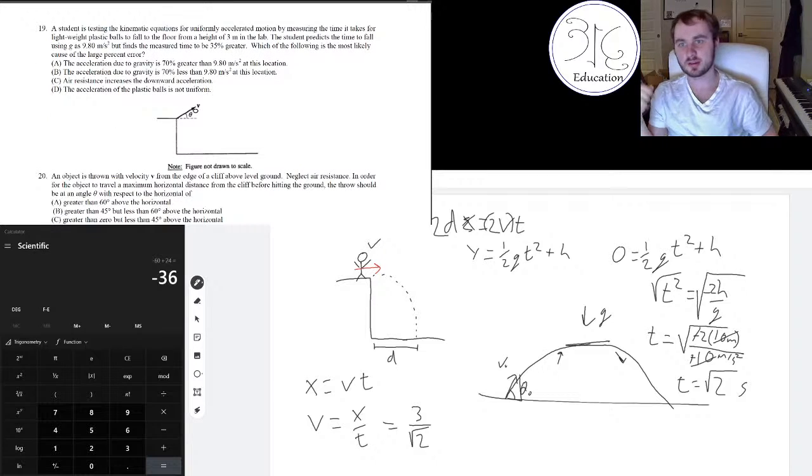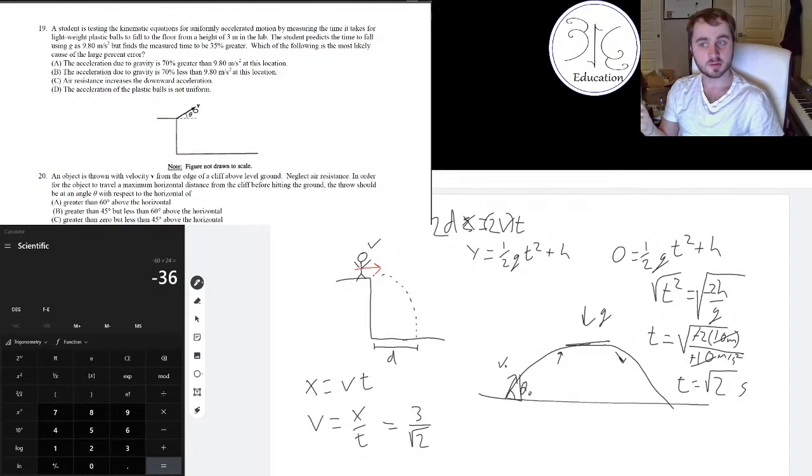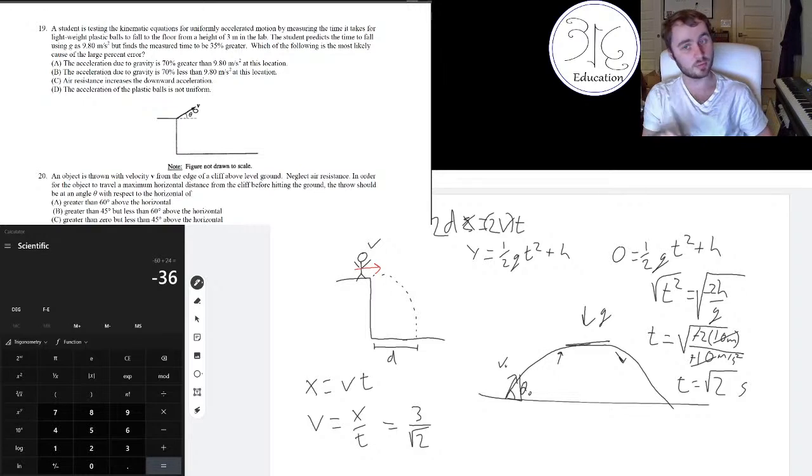So we've got a student testing the kinematic equations for uniformly accelerated motion by measuring the time it takes for a lightweight plastic ball to fall to the floor from a height of 3 meters in the lab. The student predicts the time to fall using g as 9.8, but they find the measured time to be 35% greater. Which most likely causes the percent error?